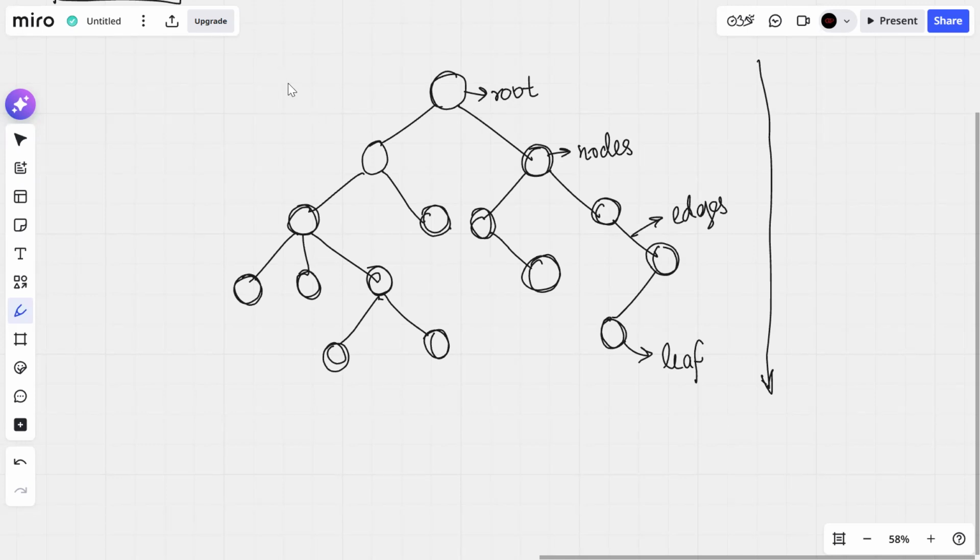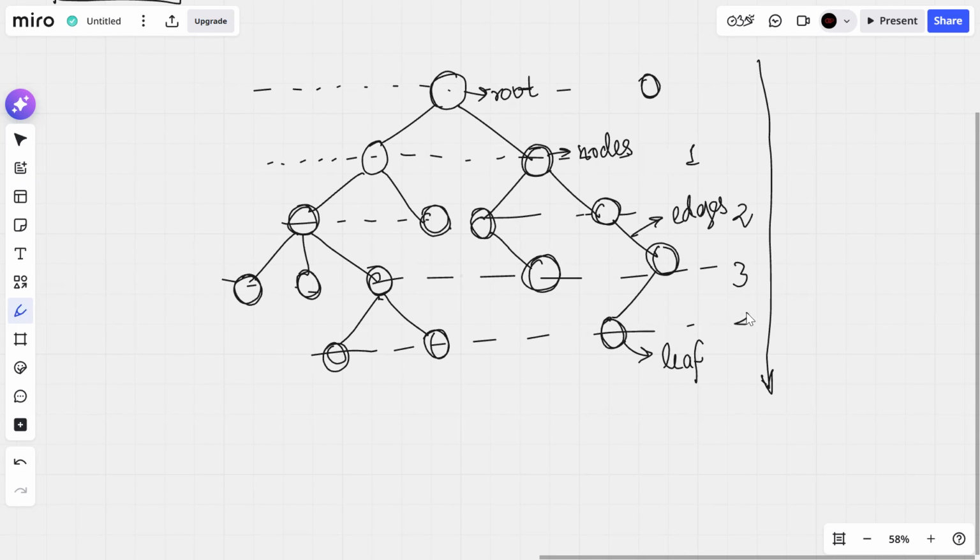I'll start from the root node. The root node is my level 0. It's just like a multi-story building. The root node is my level 0, and this is my level 1, and these are my level 2. This is my level 3. This is my level 4.